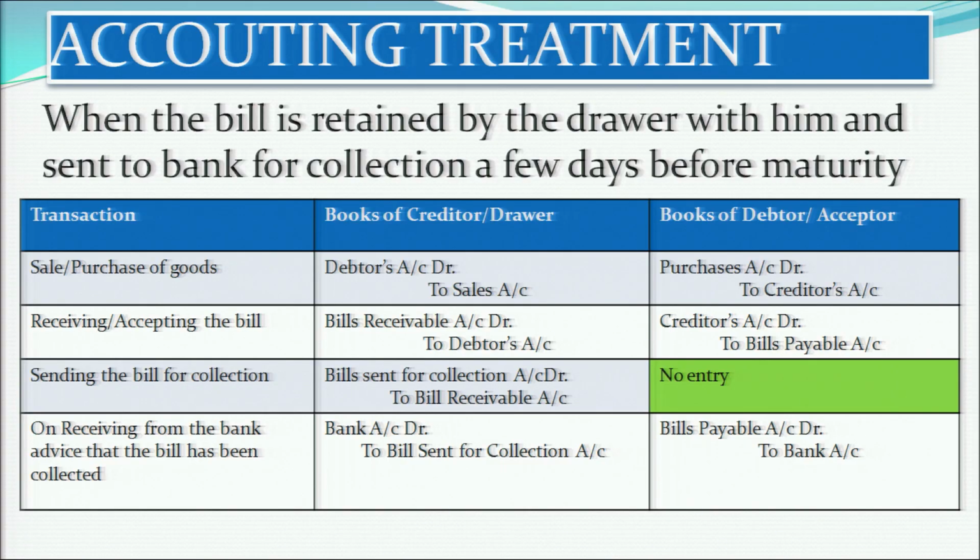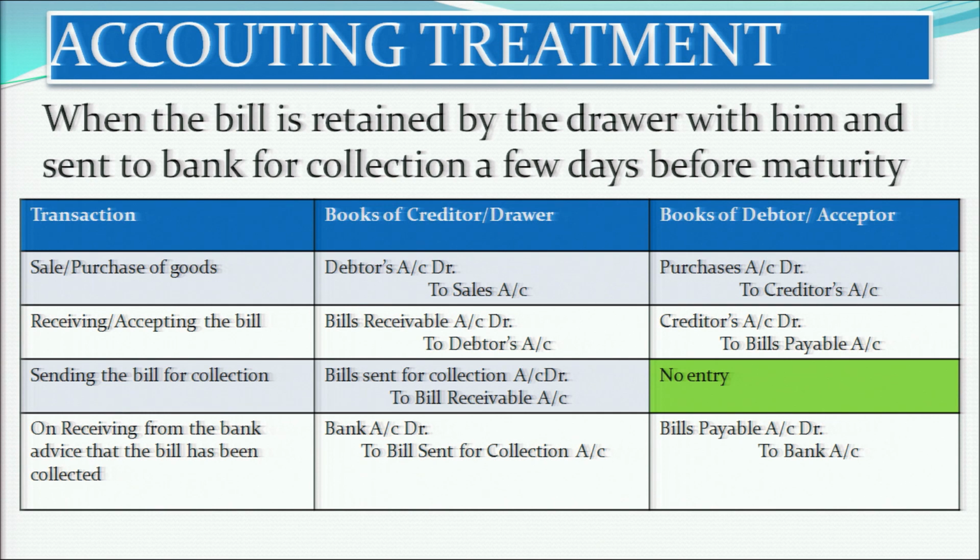Now let us see another transaction. When the bill is retained by the drawer with him and sent to the bank for collection a few days before maturity, meaning he is sending it to the bank. He is giving instruction to the bank that please collect it on my behalf. So here again, who is bringing the bank into the picture? Only the seller is going to bring it. So the entry is only going to be in the creditor's or the drawer's book, not in the debtor's or acceptor's book, because he or she is not in the picture.